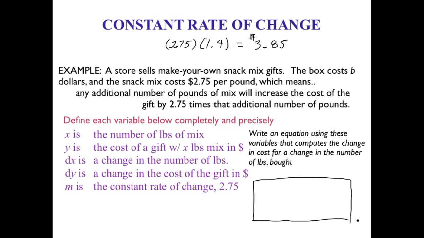So that 3.85, we found what? What variable did we find when we found the 3.85? You should be thinking dy, the increase in the cost. And how did we find it? We took the cost per pound times the additional number of pounds. So we're going to take that constant rate, m, times dx, which was the 1.4. So when you did that calculation, 2.75 times 1.4 equals 3.85, this is what you were really applying in a formalized way: the change in cost was the constant rate, or the price per pound, times the additional number of pounds.